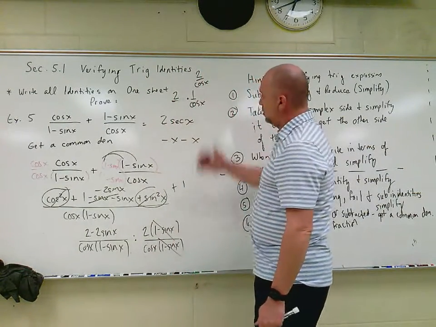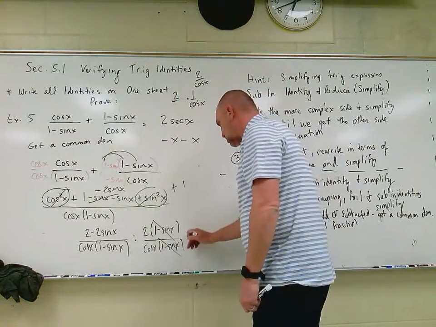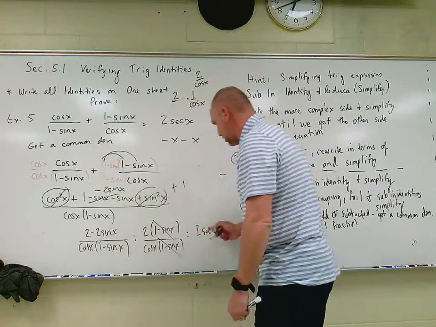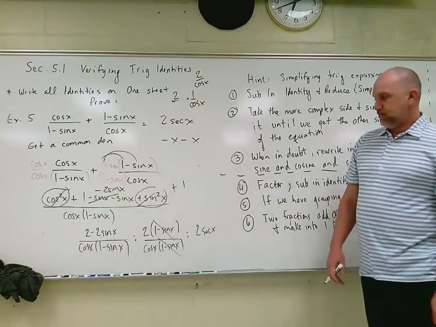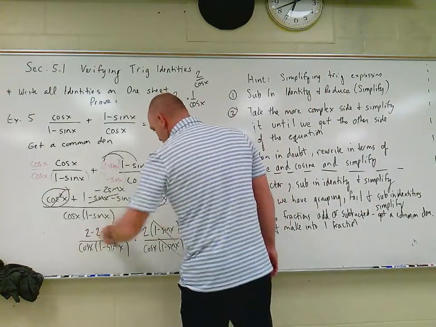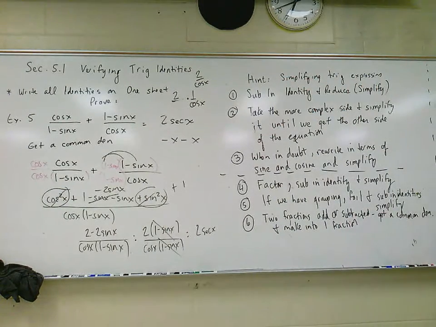There's your proof. 2 secant is 2 times 1 over cosine, or 2 over cosine. So that's 2 secant x, because 1 over cosine is secant. So that's what Rebecca said. She said factor the 2 out. We factor the 2 out, you're left with 1 minus sine x, and those cancel.